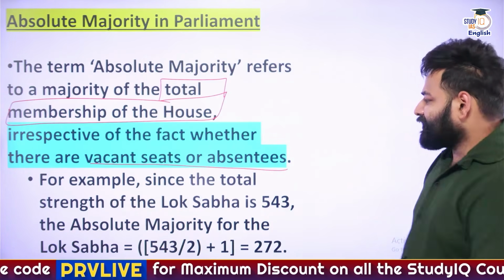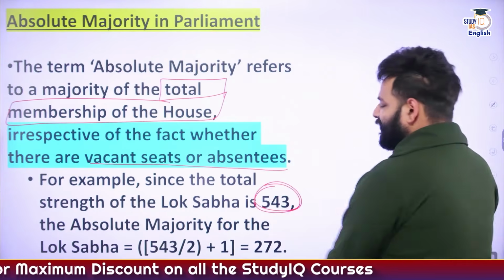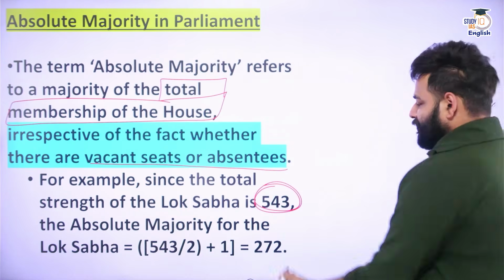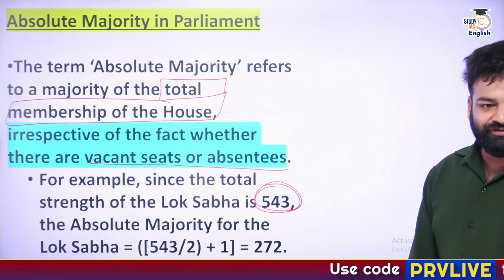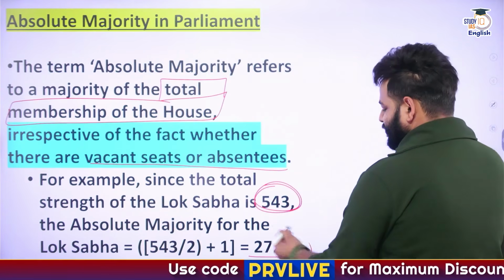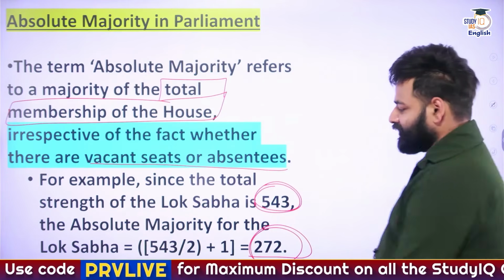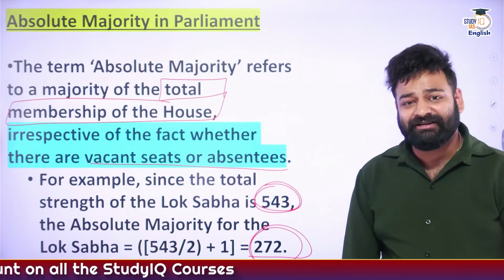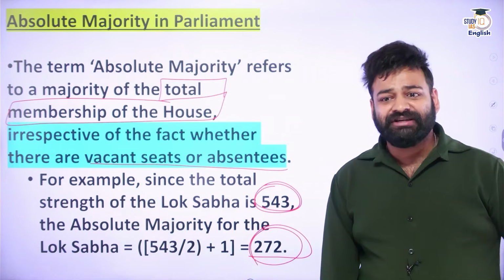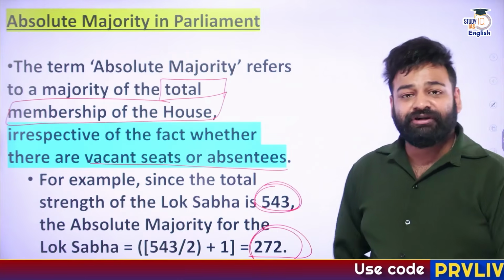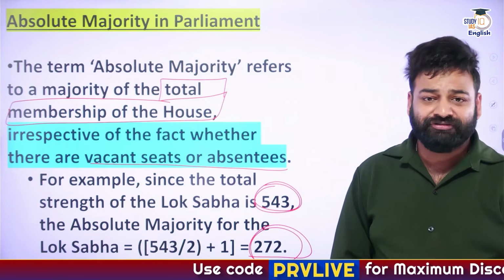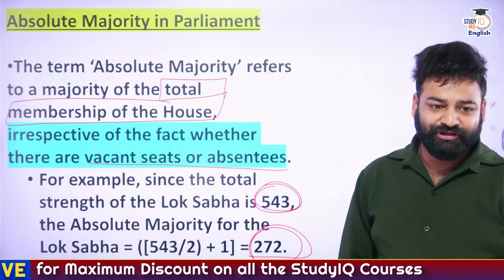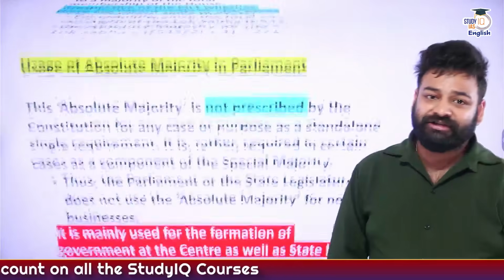For example, the total strength of Lok Sabha presently is 543. So what will be the absolute majority? It will be 50% of 543 plus 1. So 543 divided by 2 plus 1 is 272. This is the absolute majority. It doesn't matter whether seats are vacant or there are absentees. Total 543, 50% of that is 271, plus 1, so in total 272 seats.